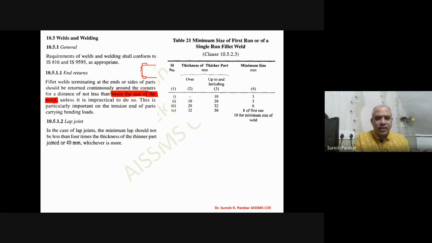Then lap joint. In case of lap joints, the minimum lap we require is 4 times the thickness of the thinner part, or 40, whichever is more. Lap means one plate over the other, and in that case the overlapping of the plate should not be less than 40 or 4 times the thickness of the thinner part, whichever is more. Then a single fillet weld should not be subjected to moment about the longitudinal axis of the weld. So we are going to design it for axial load.